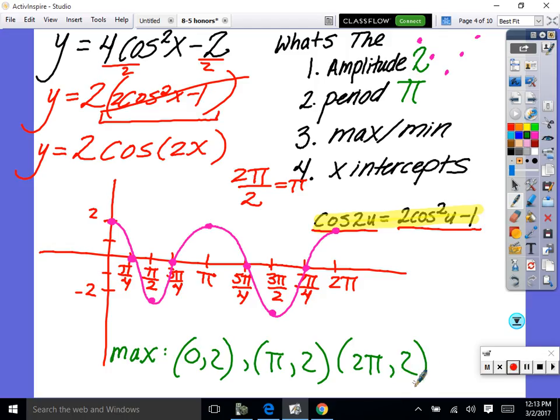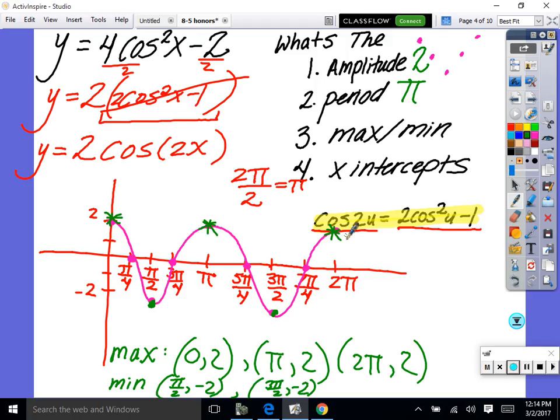Our mins happen at the lowest points on an interval from 0 to 2 pi. Our min happens at pi halves, down 2, and at, did I miss it? No, at 3 pi halves, down 2. And that's it. Those are our mins right there and right there. And we've done our maxes up here. There were 3 maxes on an interval from 0 to 2 pi.